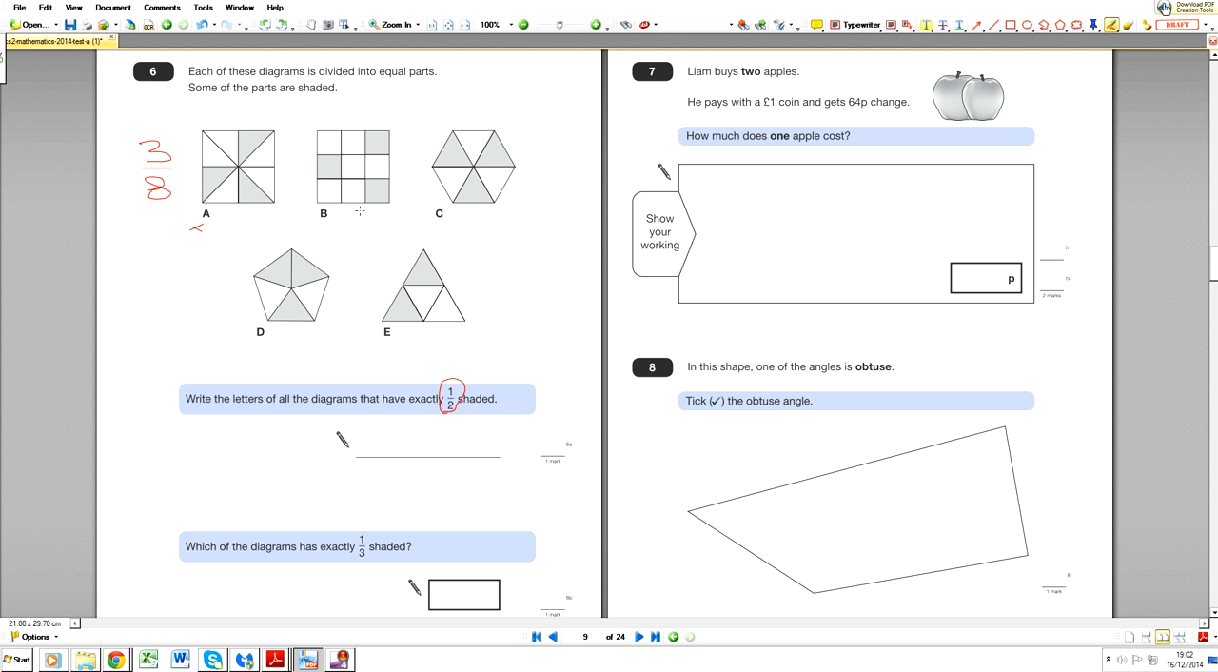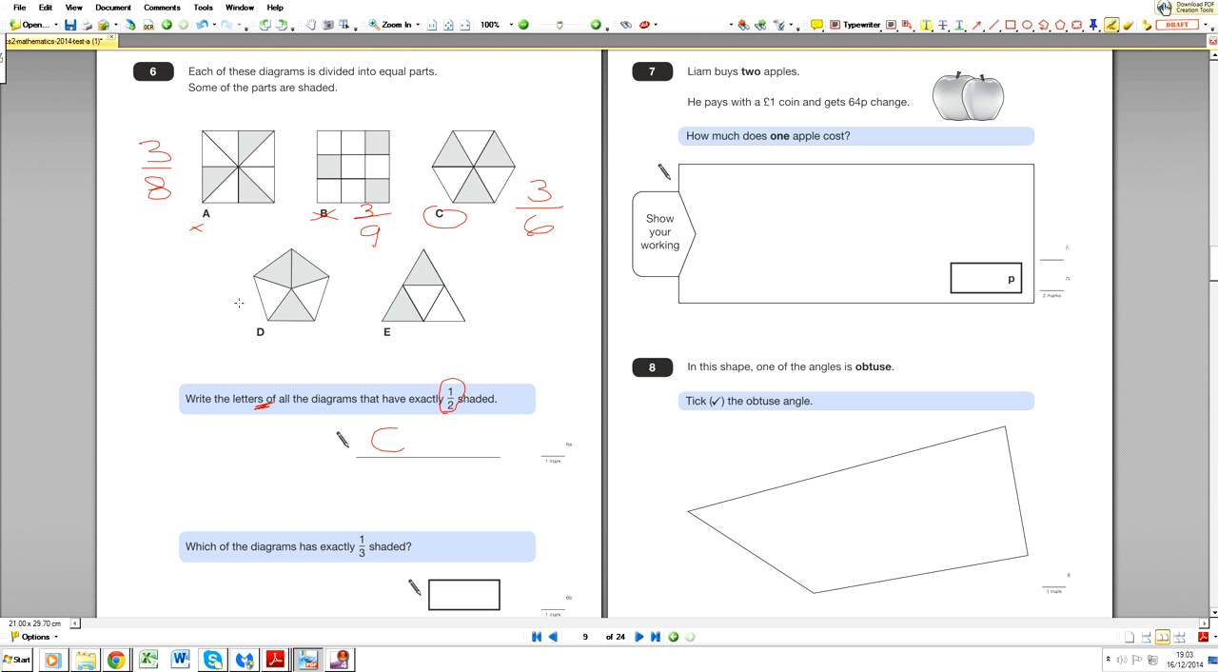How many pieces do we have here? 9. How many shaded? 3 out of 9. So does that give you half? Okay. Now you have 6 pieces here. And out of how many are shaded? 3. So is that half? Yes. Absolutely it is. So question number 6, one of the answers is C. Write the letters, plural. They want more than one answer.